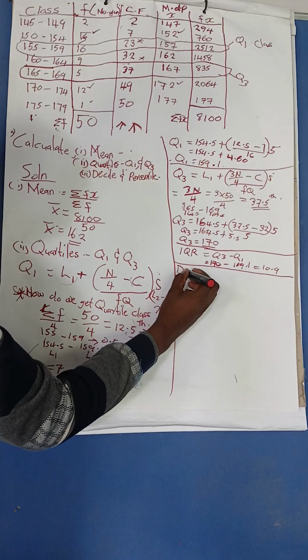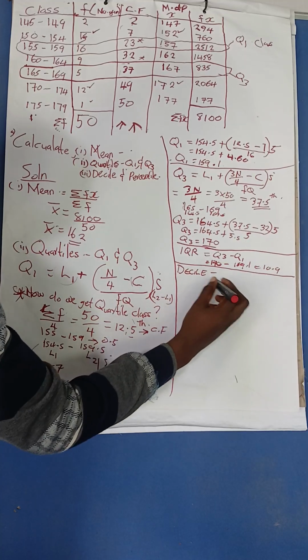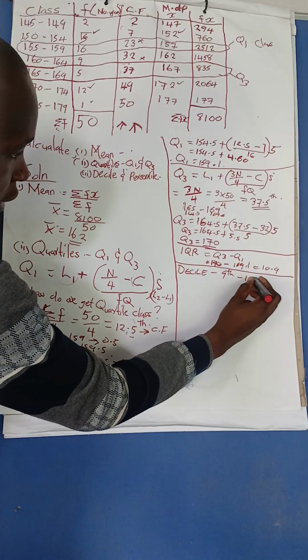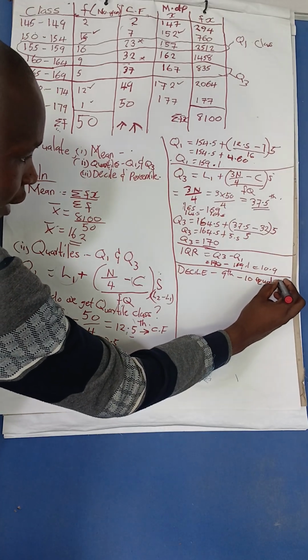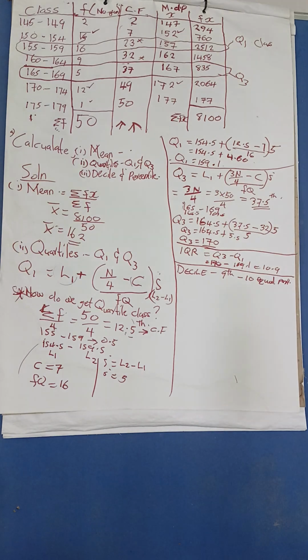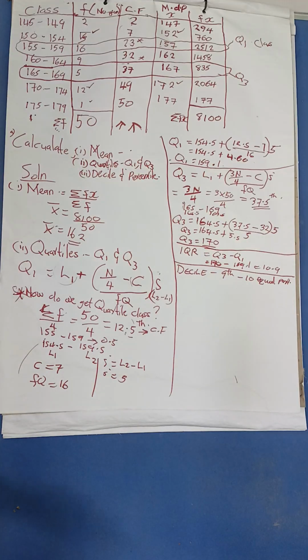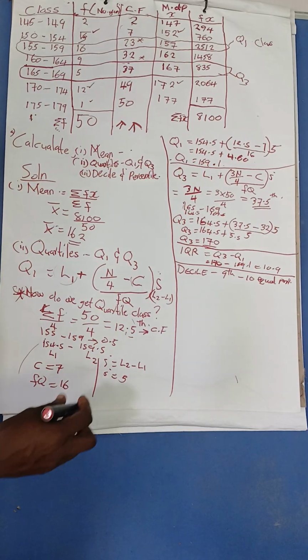So let's now calculate the decile. Let's calculate maybe the ninth decile. I've said decile, you are dividing your data into 10 equal parts. So what is the formula now? It's just very easy, just the same thing we are doing. You can be asked to calculate the 8th decile, 7th decile, 6th decile. It depends on the question how it will come. So let's calculate the 9th decile.